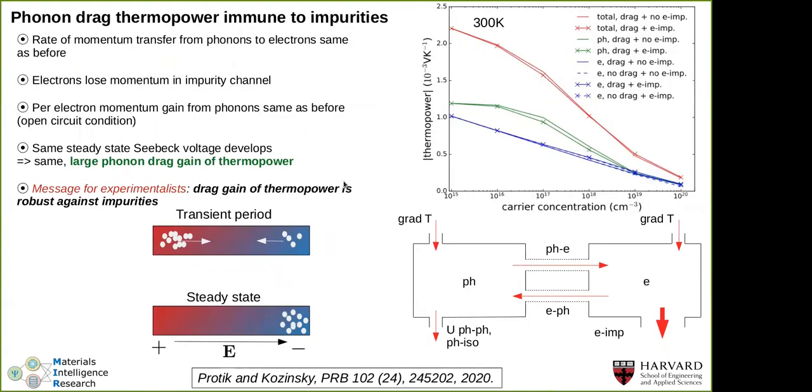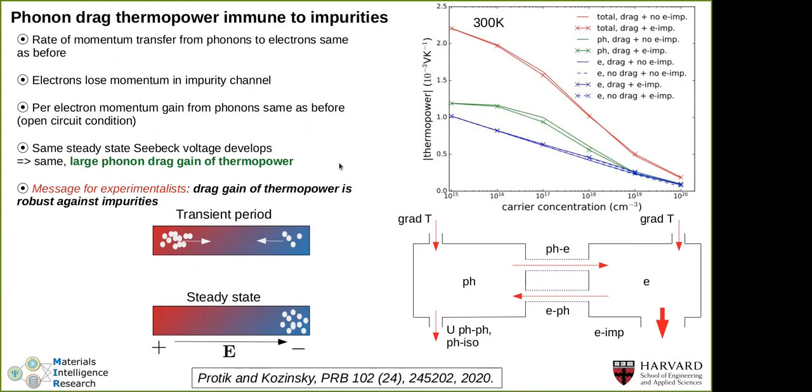An interesting finding is that the phonon drag thermopower is immune to the presence of impurities in the system. The way this happens is as follows. The rate of momentum transfer from the phonons to the electronic system remains the same as before, even when you open the electron impurity scattering channel.